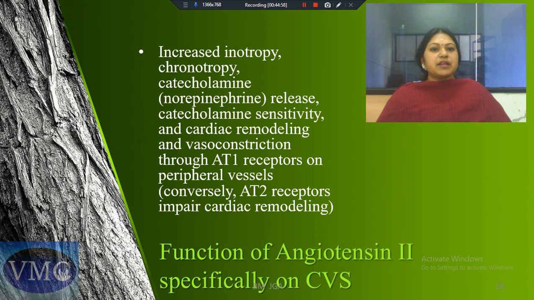What is the function of angiotensin II specifically on the cardiovascular system? On the heart it increases inotropy and chronotropy, norepinephrine release, and catecholamine sensitivity, and cardiac remodeling occurs. Vasoconstriction occurs through AT1 receptors on the peripheral vessels. Conversely, AT2 receptors impair cardiac remodeling.